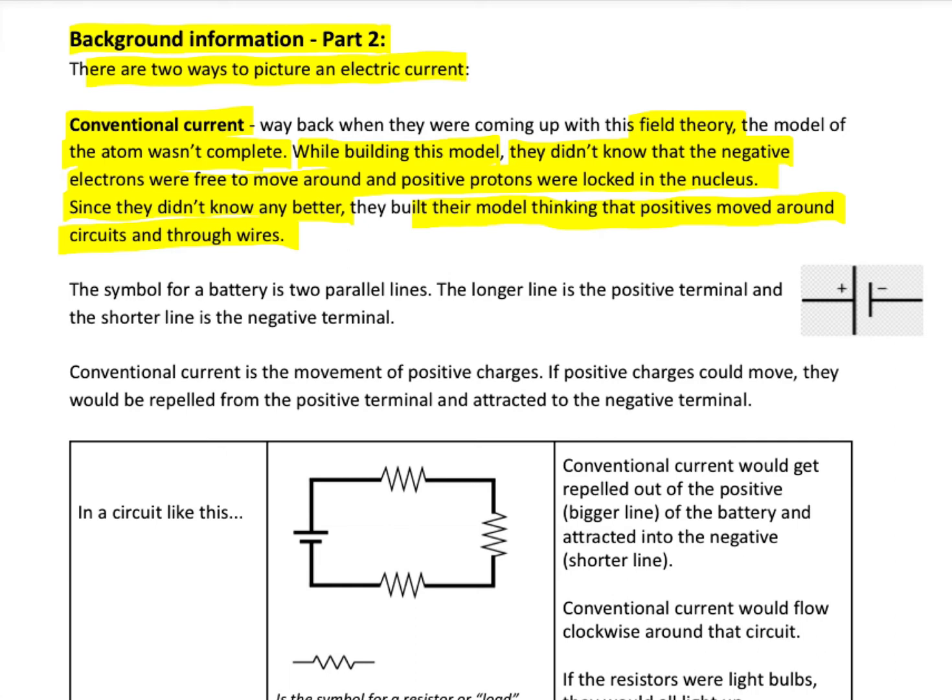So when they were coming up with field theory, it's stuff that we've seen before. Part of field theory is electricity, part of electricity is circuits. So when they were working on circuits, this is our notation for drawing a battery. These parallel lines with one a little bit longer than the other one. The longer line is a positive terminal and the shorter line is a negative terminal.